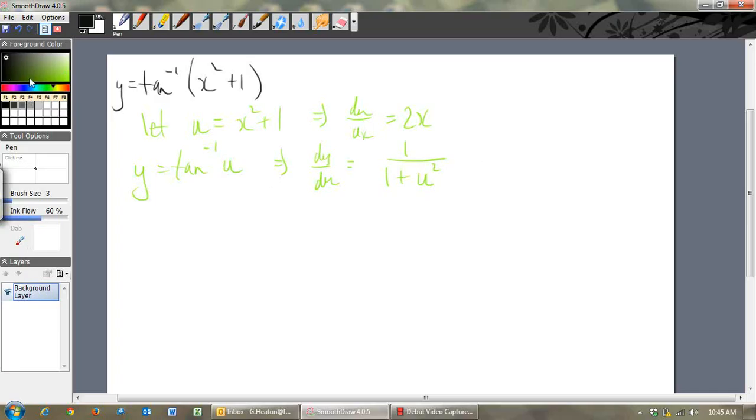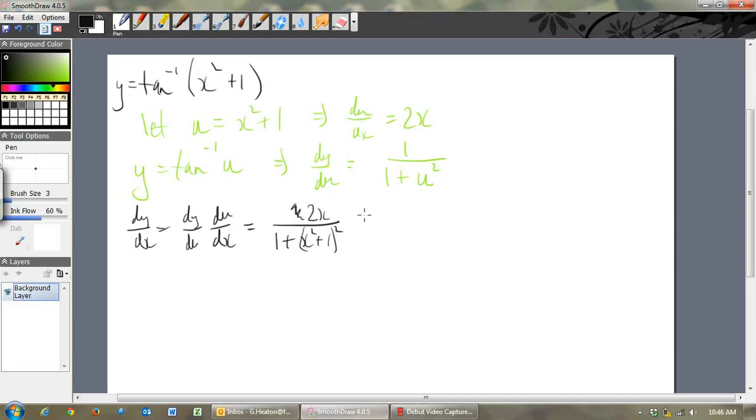So there we go. Therefore, the derivative of y with respect to x equals dy by du times du dx. dy by du is 1 over 1 plus u squared. Now I'm just going to start doing these a bit faster. What is u? u is x squared plus 1, and that is squared. Good. So I'm just substituting u back in straight away rather than taking another step. Times by du dx, which is just 2x. Okay, so 2x on the top line.